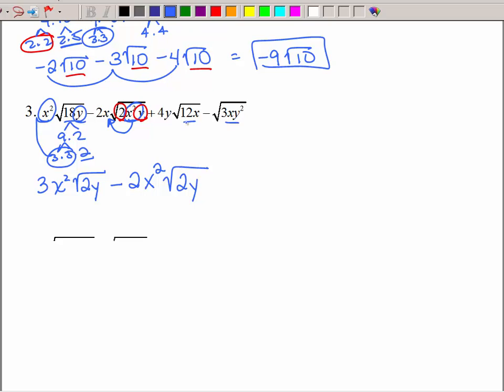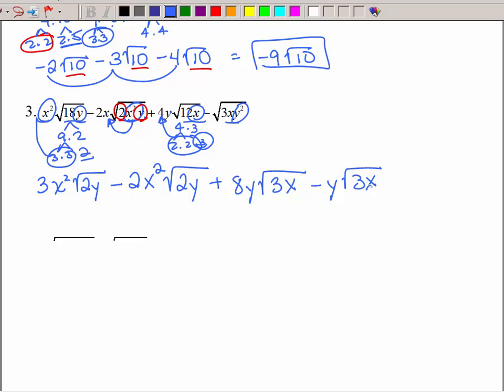Right, 12 is 4 times 3, 2 times 2 times 3, take out a 2. It joins up with that 4 by multiplying, so 2 times 4 is 8. Keep the y. What do I have left? The 3 and the x stays inside the radical. And then the last one, all you see is a y squared that you could take the square root of, which is a y, so it comes out as a negative, and then we have a 3x.